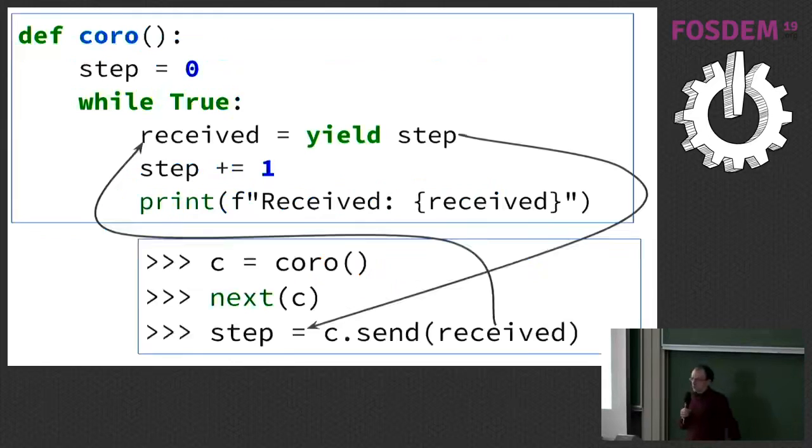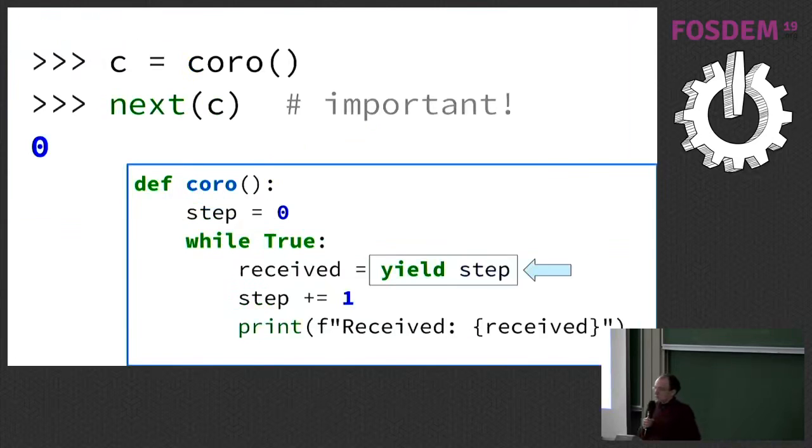I prepared a small example just to illustrate this. Let's say I have a coroutine that only iterates, counting some steps, and printing whatever it received. I want to create that coroutine and start sending values just to see how this new yield works in both ways. So the first thing I do is create the coroutine.